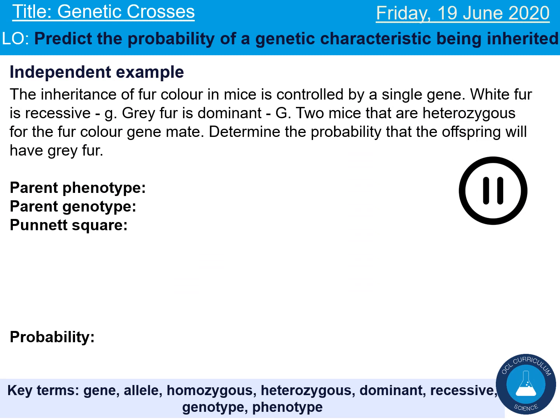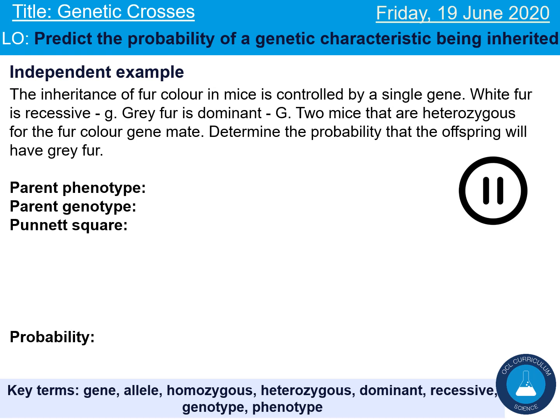So there is now an opportunity for you to work through an example completely independently. What you can do is pause the video, and then you need to identify the parent phenotype, the parent genotype, draw your own Punnett square, and calculate the probabilities. Once you've done that, you can restart the video when you're ready to check your answer. Pause the video now.